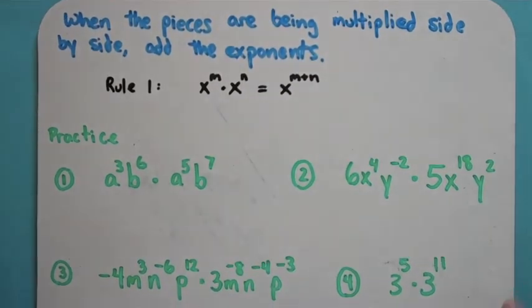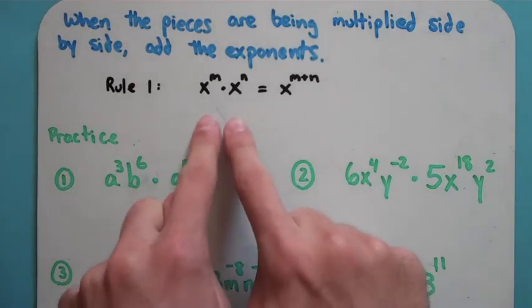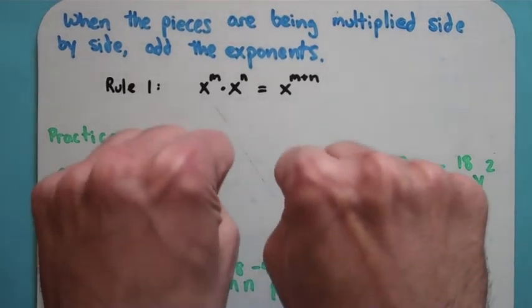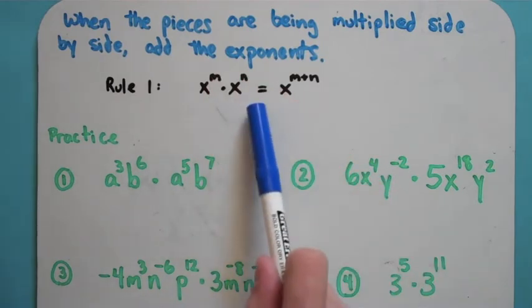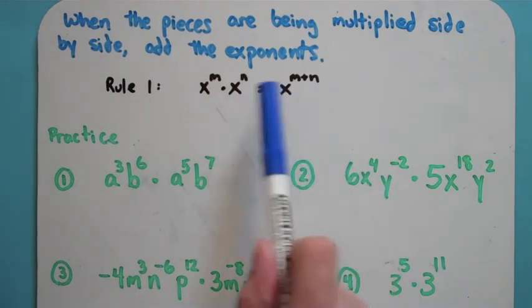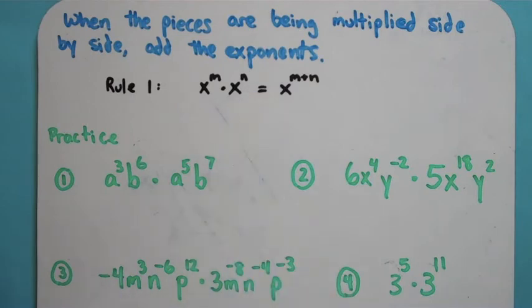So when the pieces are side by side being multiplied, so here we have x to the m times x to the n. If they're side by side like that, you're going to add your exponents together. So x to the m times x to the n is going to equal x to the m plus n, whatever those variables end up being. And we can take that property and use it to solve a lot of problems here.